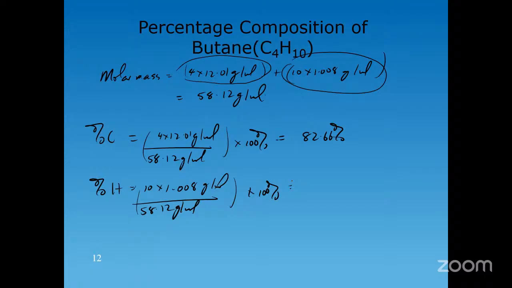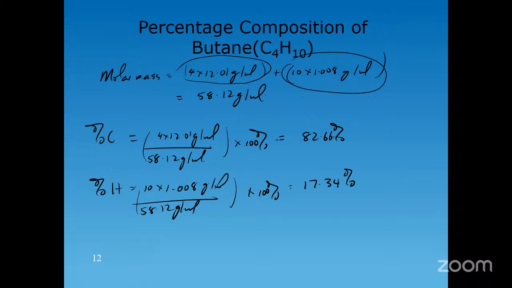So let's see what that gives. 10 times 1.008, and then divide that by 58.12 and times 100. And according to my calculation, this works out to give you 17, again rounded off to 4 sig figs, 17.34%. All right? And that's basically it. That's how you calculate the percentage of each element present based on the formula.